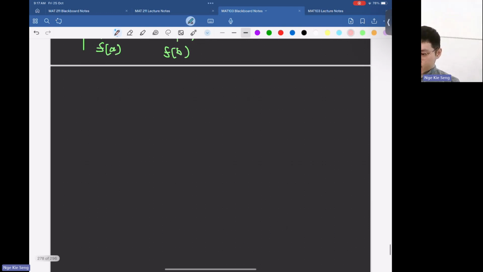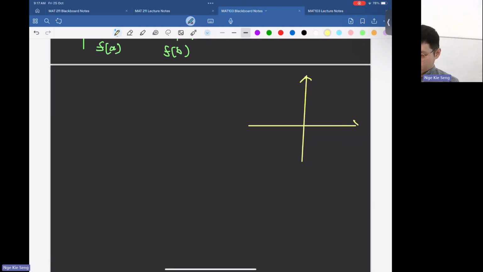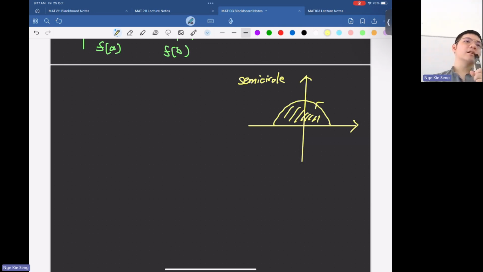Let's take the upper half semicircle here. So this is a semicircle. Whenever we talk about a circle, two things are important. What are the two things? One is the center, the other is the radius. So this semicircle is centered at the origin with radius 1, r equals 1.